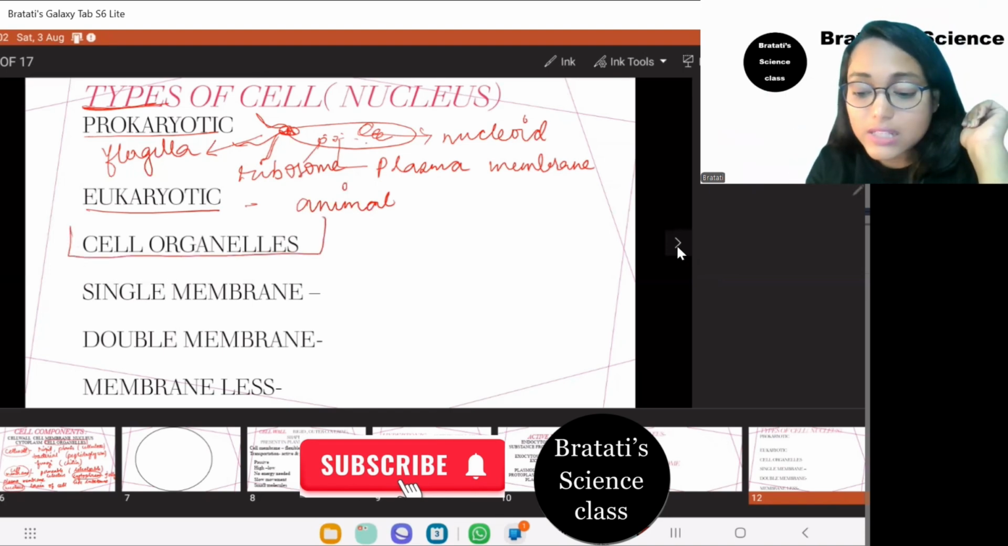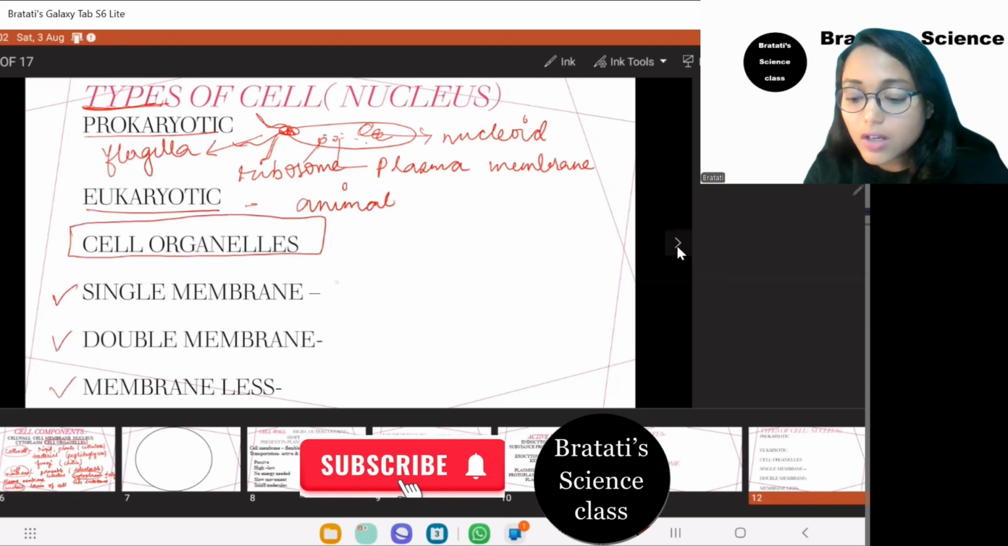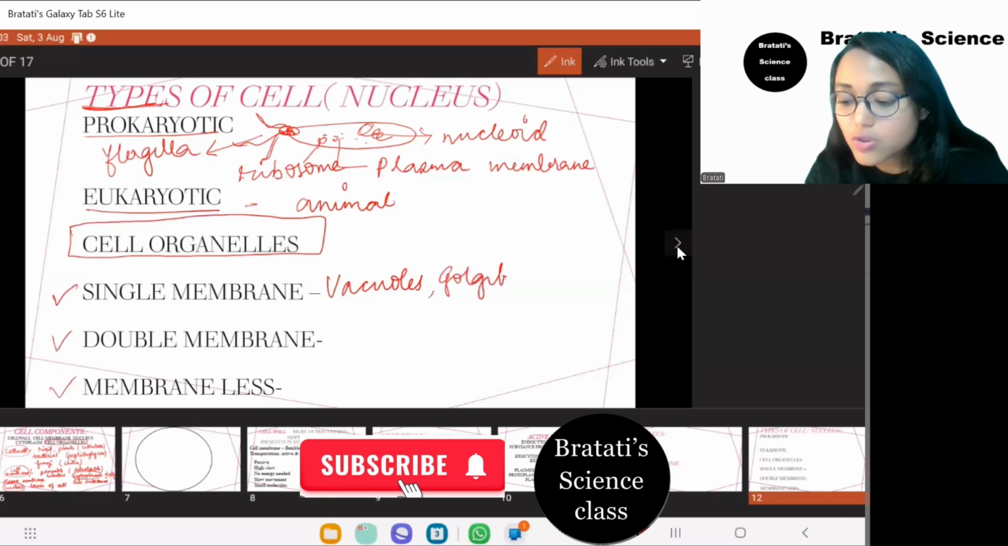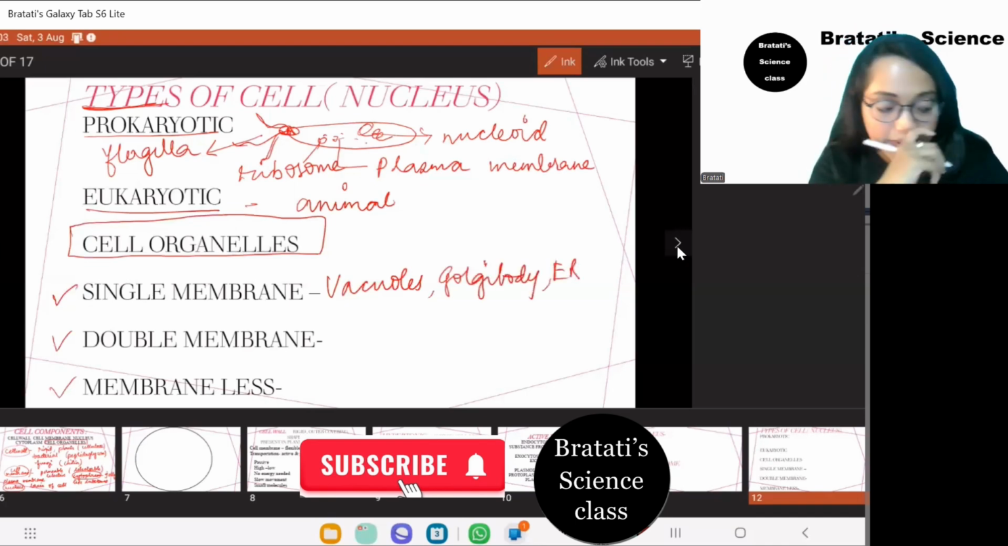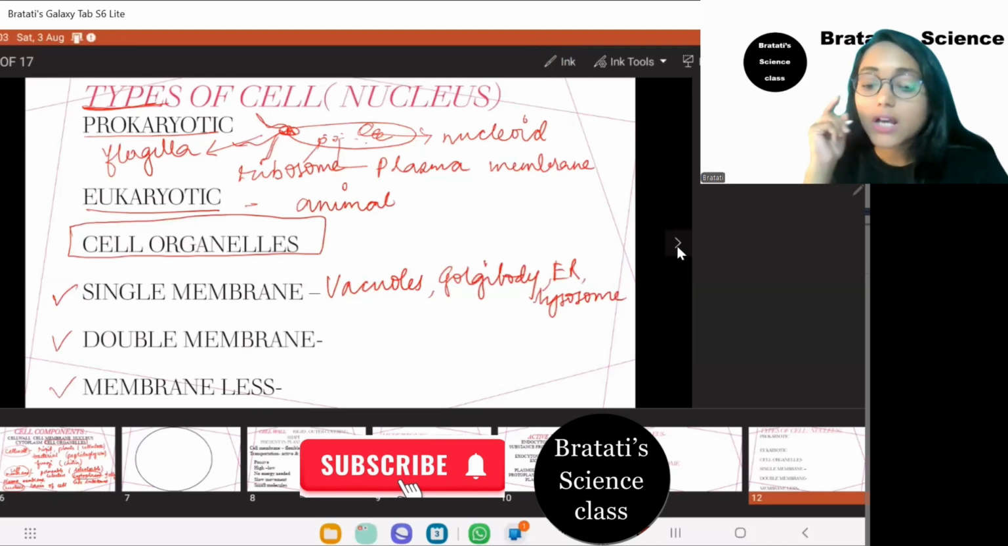The cell organelles are of three kinds: single membrane, double membrane, and membraneless. In single membrane, we have the vacuoles, the Golgi body, also called the Golgi apparatus, the ER, which is the endoplasmic reticulum, and the lysosome. So these are single membrane organelles.